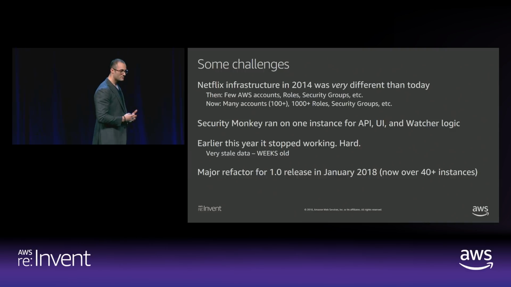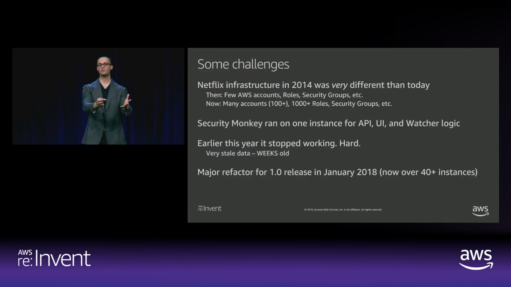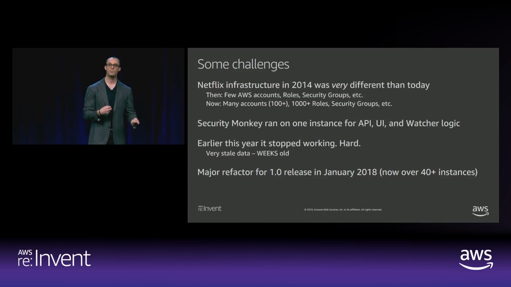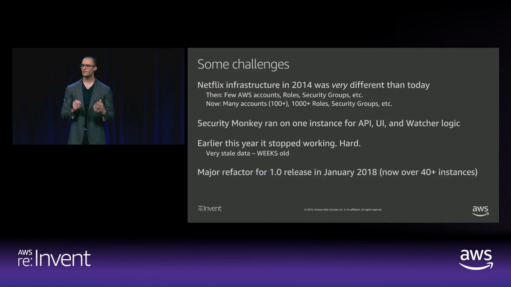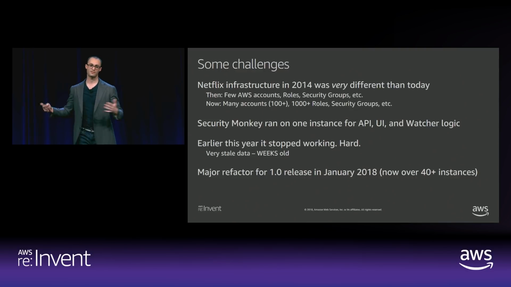So earlier this year, I spent a lot of time looking at how to make SecurityMonkey more scalable for our infrastructure. I pulled out all the old scheduling logic. I replaced it with a Python library called Celery that does task orchestration management in Python. And that worked really well. We made a 1.0 release in January, and now I'm happy to say that SecurityMonkey, instead of one instance, runs on over 40 instances today.